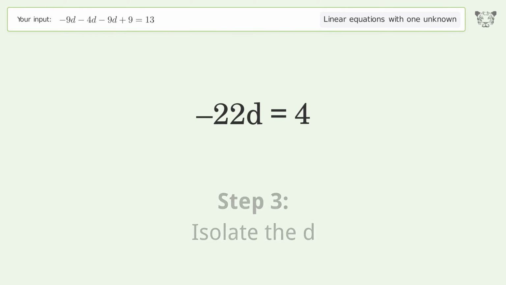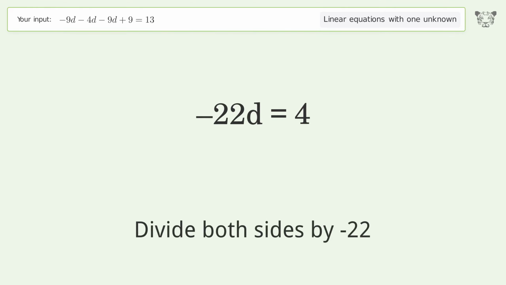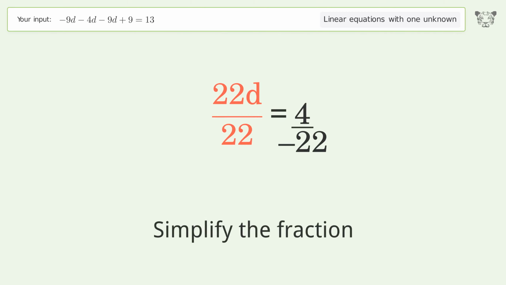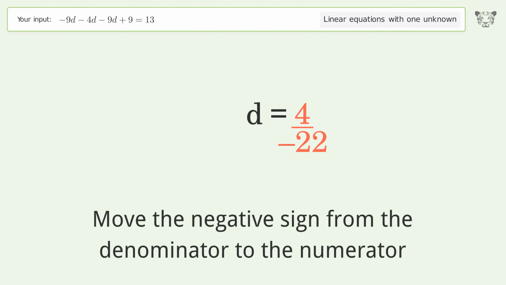Isolate the d. Divide both sides by negative 22. Cancel out the negatives. Simplify the fraction. Move the negative sign from the denominator to the numerator.